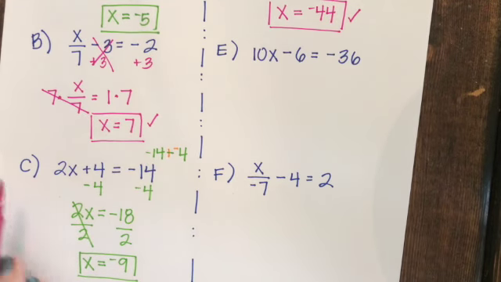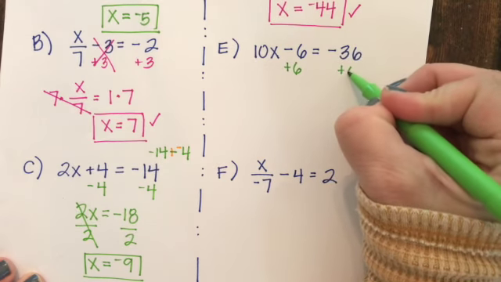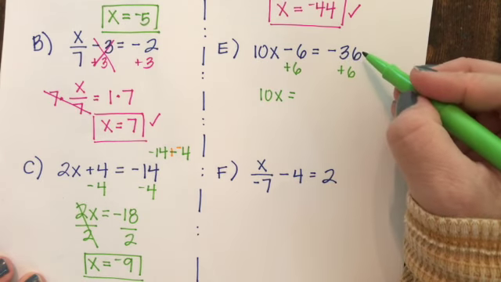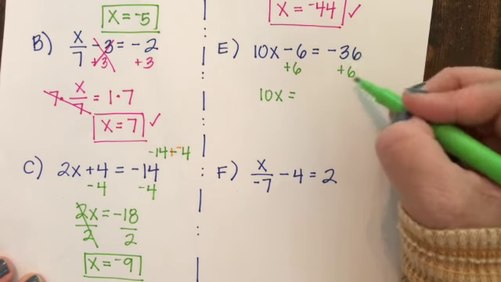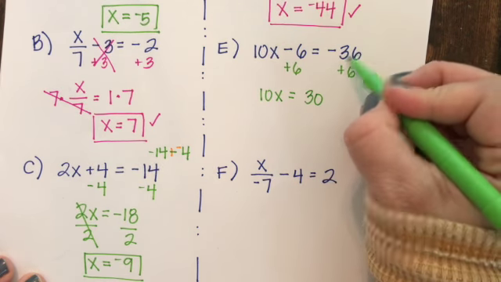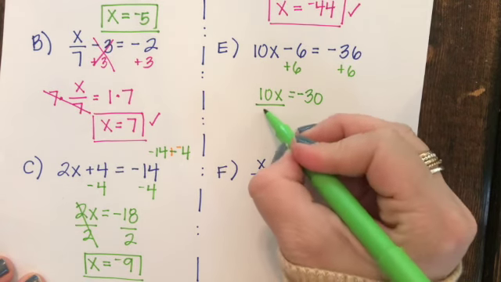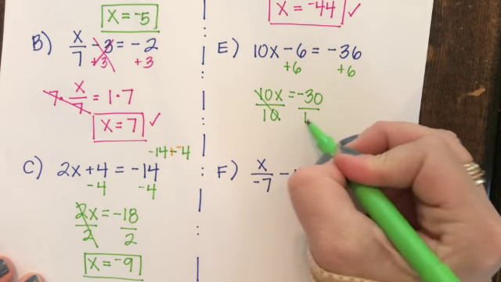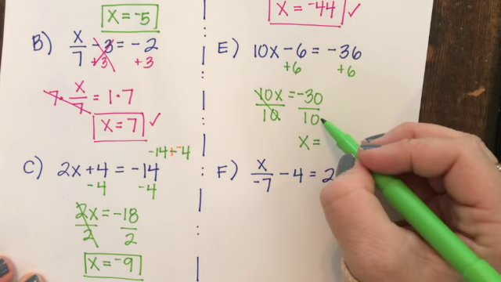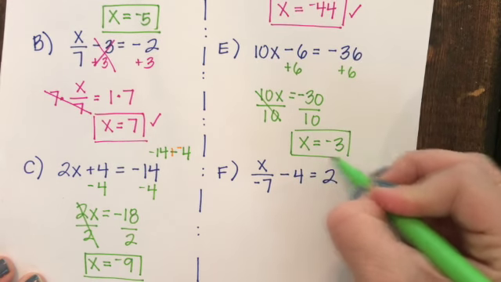And let's look at E. We're going to add 6 to both sides. That leaves me with 10x equals, these are different signs, so I'm going to subtract them. 36 minus 6 is 30. The bigger absolute value is negative, so it's negative 30. Now I'm going to divide both sides by 10, and I'm left with x equals negative 30 divided by positive 10 is negative 3.